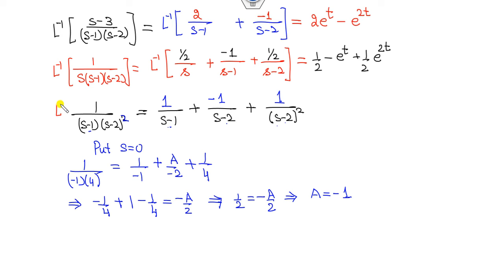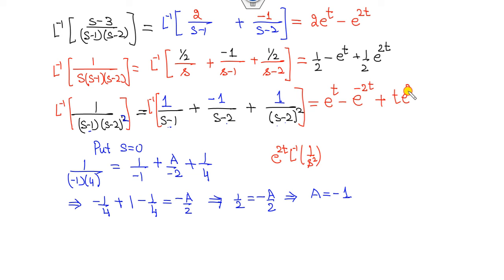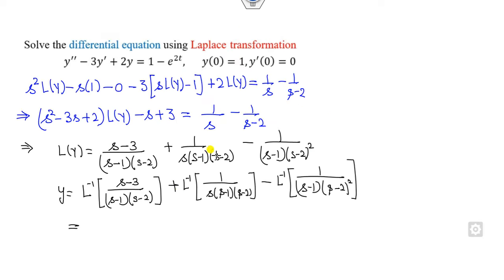Then I can take the Laplace inverse. What is the Laplace inverse of this partial fraction? The first value will be e raised to power t. Second value is minus e raised to power 2t. For this I can use the first shifting theorem. What is the Laplace inverse of this? e raised to power 2t times the Laplace inverse of 1 over s square, so that will be t e raised to power 2t. Fine. Now that is the Laplace inverse of all these three quantities.